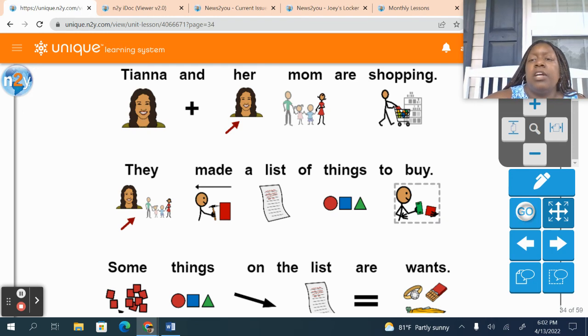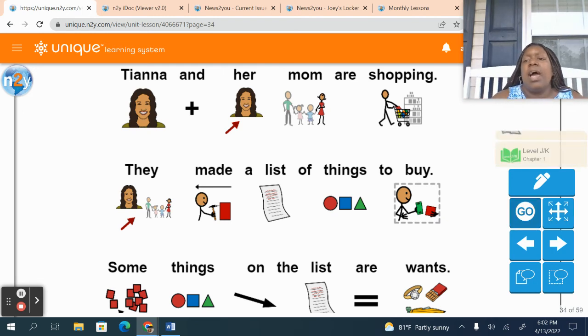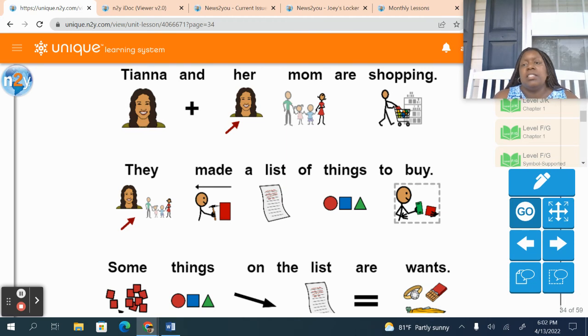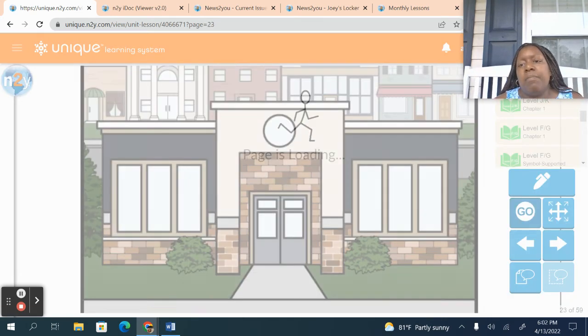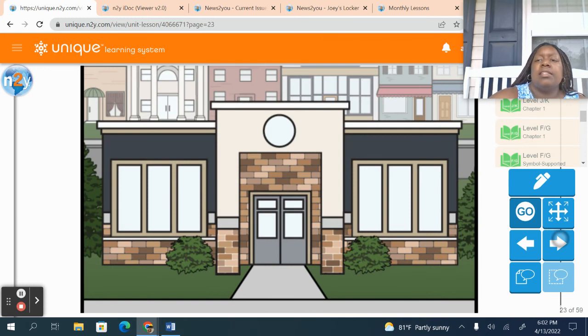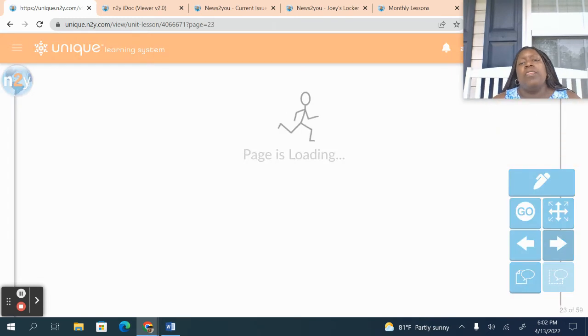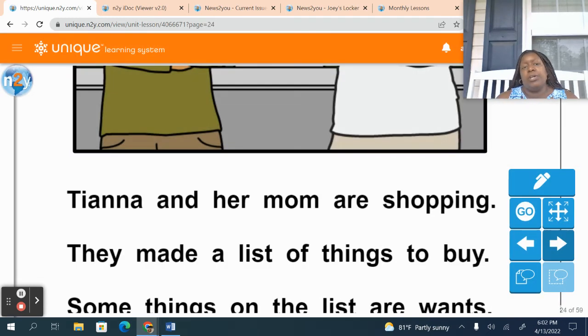And like I said earlier, it's differentiated. So you can actually assign different levels. This is a symbol supported version. If you were to have higher students who did not need the picture symbols, you can get the exact same story, but without the picture symbols underneath each word. I think that's really cool.